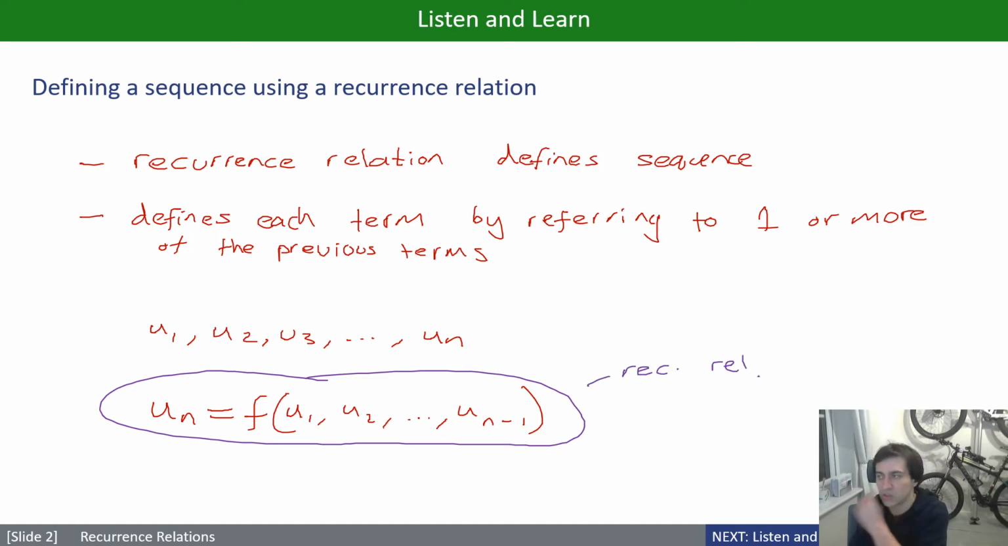And it's usually not going to be that complicated. You're not going to literally use every single term that occurred before. Technically you could, but usually you won't. An example could be something like Un equals 2 times Un minus 1. That's a nice simple recurrence relation. What does that one look like? It means take the previous number and double it.